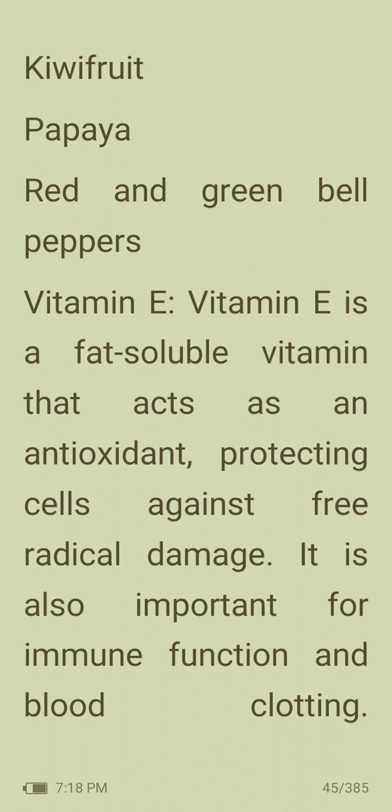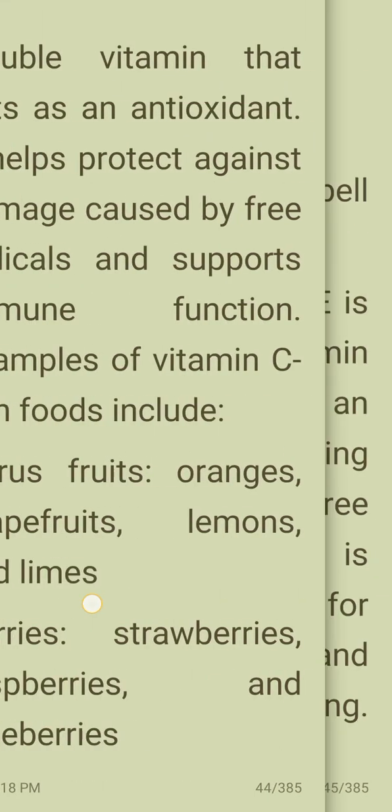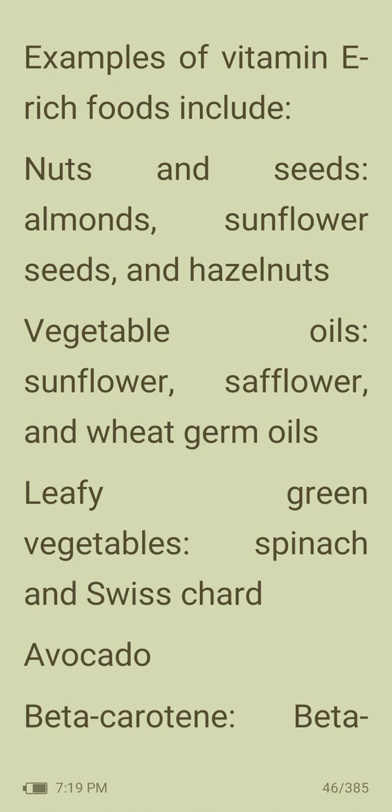Vitamin E is a fat soluble vitamin that acts as an antioxidant, protecting cells against free radical damage. It is also important for immune function and blood clotting. So, examples of vitamin E rich foods include nuts and seeds, almonds, sunflower seeds, and hazelnuts.